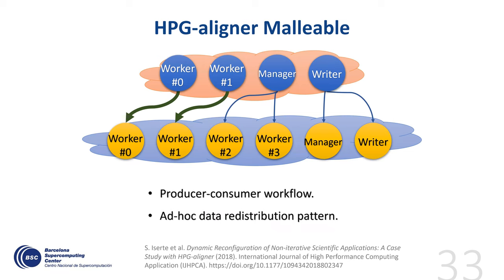In the case of the HPT aligner application, we have three types of processes: workers, managers, and writers. So we had to continue with this scheme, and expanding or shrinking the application can only affect worker processes. So in this case, what we did is an ad hoc data redistribution pattern just for this application.